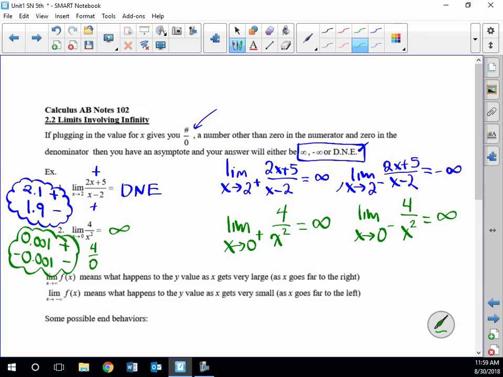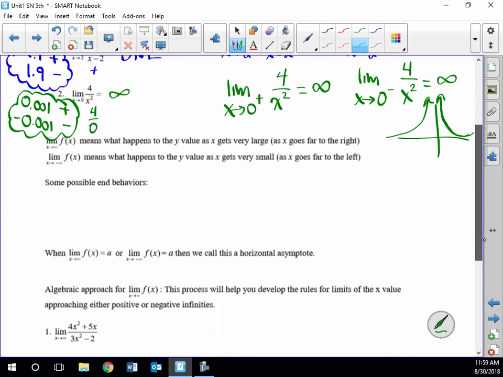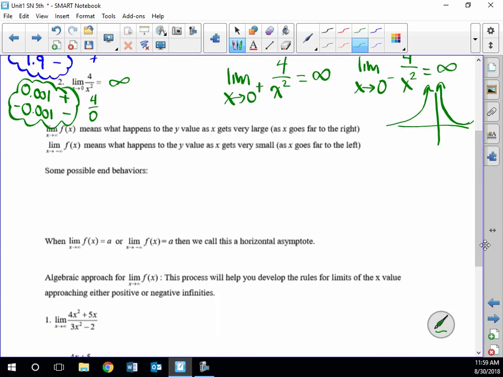So again, it doesn't mean that the limit exists, but it's being a little bit more specific. The graph looks something like this. The graph is going up to infinity on both sides of 0, and both sides are approaching infinity together. Okay. Well, let's go ahead and read this next bit here.